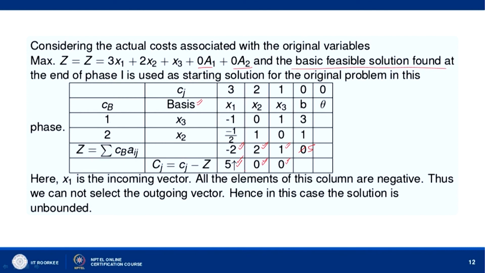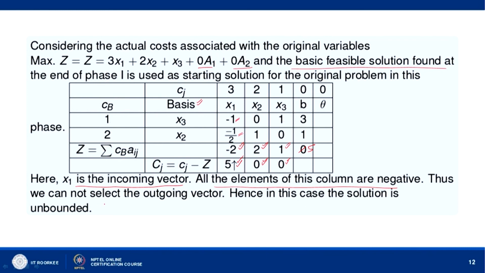Okay. Now, we can see C j is positive in this column. Okay. So, this is key column. Okay. We divide 3 by minus 1, so we get minus 3, and we divide 1 by minus half, so we get minus 2. So, these are negative values. Okay. These are negative values, and therefore, because of this 5 being positive, x 1 is incoming vector, but all the elements of this column are negative, as we can see. Okay. All the elements are negative.